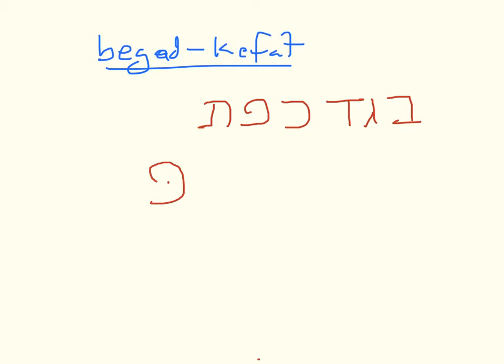So how does one know the difference? Well, if the Begad-kephat letter with a Dagesh is preceded by a vowel, that means it's a Dagesh forte. If it's preceded by a consonant, then it's a Dagesh lennae.